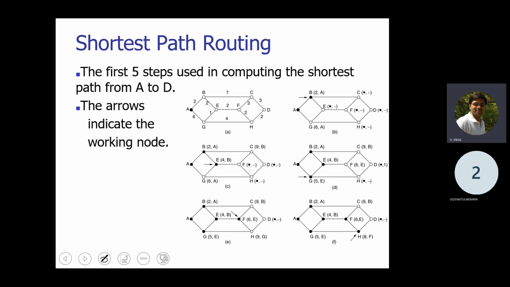So see here what is happening. This is the network which we have. Everybody, you are able to see, right?